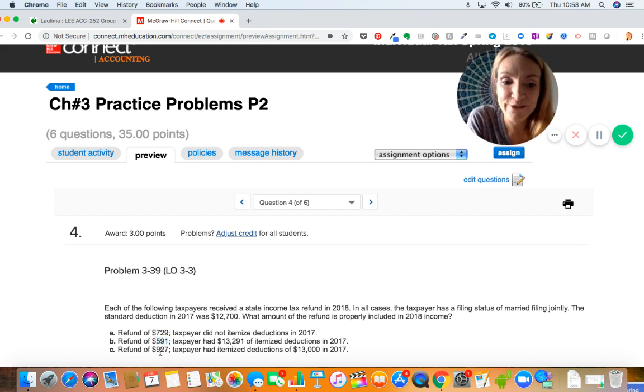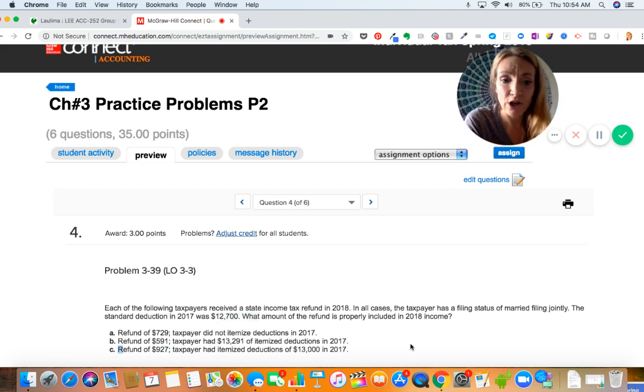But if this amount, like in C, were to be, oh, no, it might not come out. We'll see. If this amount were to go below $12,700, if you take their itemized deductions and you subtract that refund and it brings you below the standard deduction, you don't have to go below the standard deduction when you include it in income. You only have to include down to the standard deduction amount because you could have taken the standard deduction if it was greater. So that's a good thing for the taxpayer.